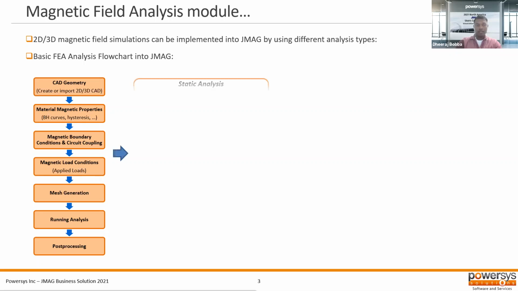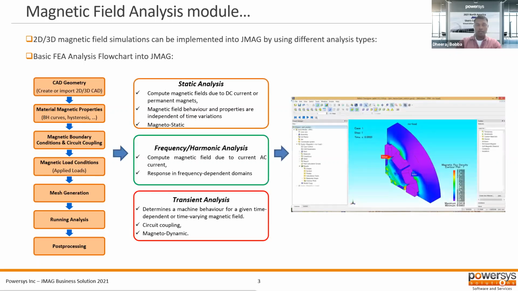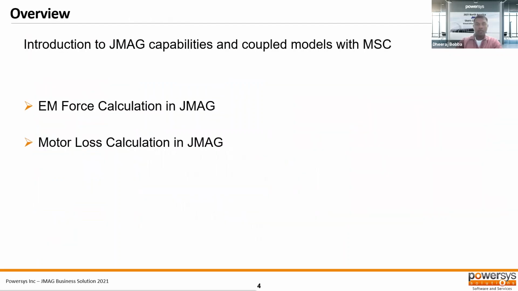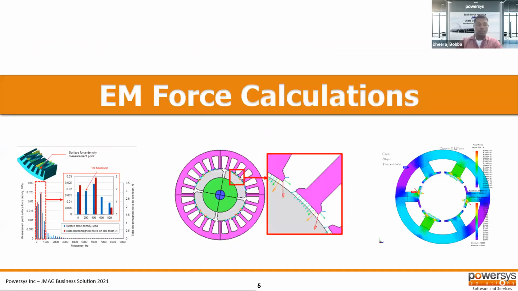The types of analysis that can be run are magnetostatic, which is not time-dependent, frequency or harmonic analysis, where everything is calculated in the frequency domain, and the transient analysis, which is the most common, where we look at time-dependent varying components. So with that, just a quick overview. This will introduce JMAG's capabilities in terms of EM force calculation and motor loss calculation. Let me jump into the first part, which is the force calculation.